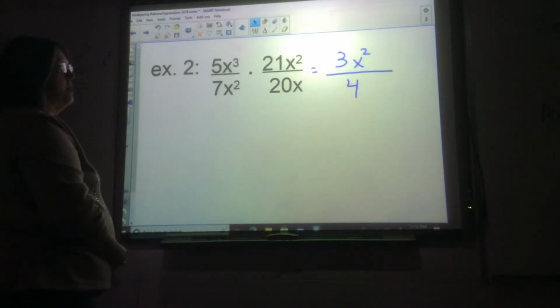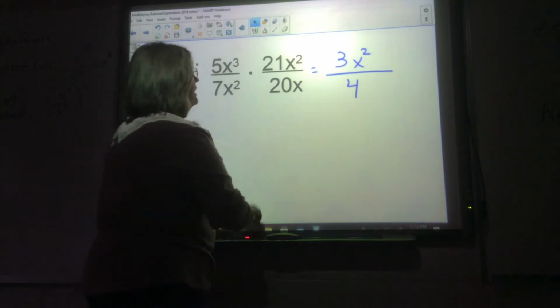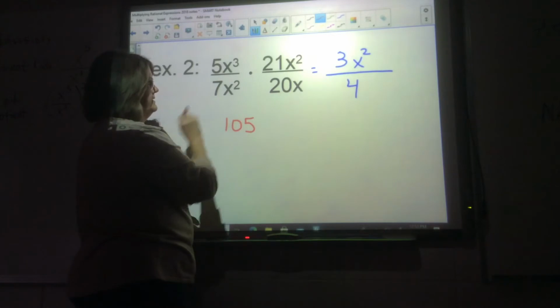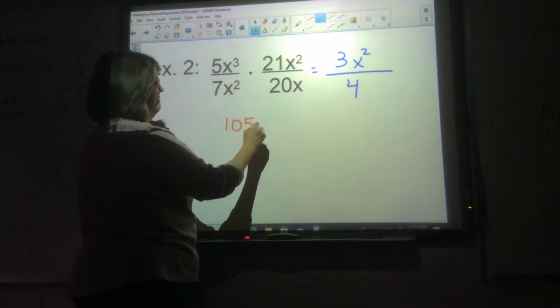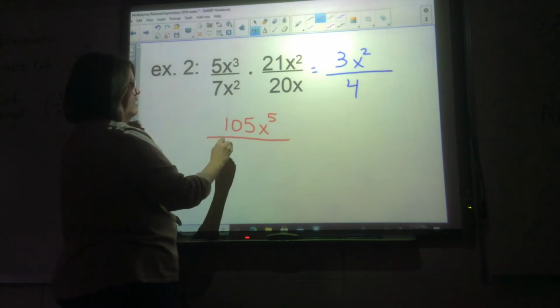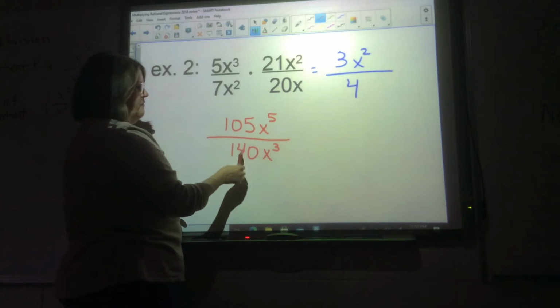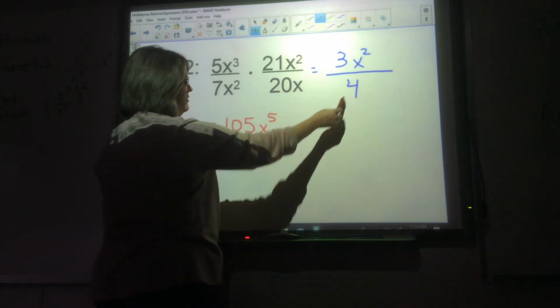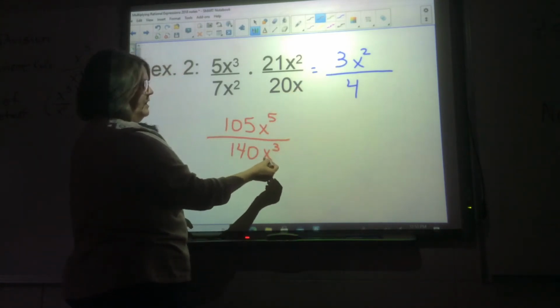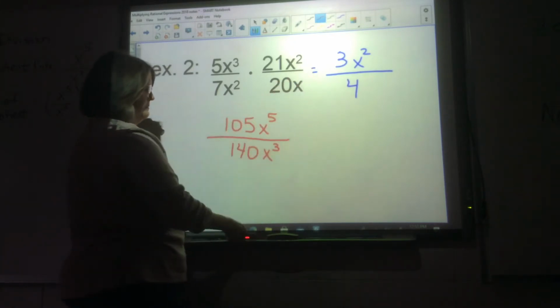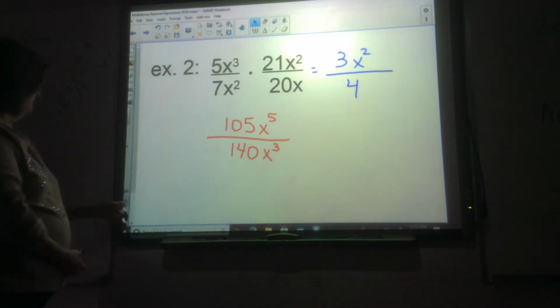Okay, now this problem is the same way. Now I didn't, it looks like I did my canceling before I multiplied across, and you can do that. But honestly, I still think this is going to be the easiest. 5 times 21 is 105. X to the 5th power over 140. X to the 3rd. And then you simplify 105 over 140. That's going to give you 3/4. X to the 5th over x squared is x squared. Over x cubed is x squared in the numerator. That's because that's where your 5th power is.